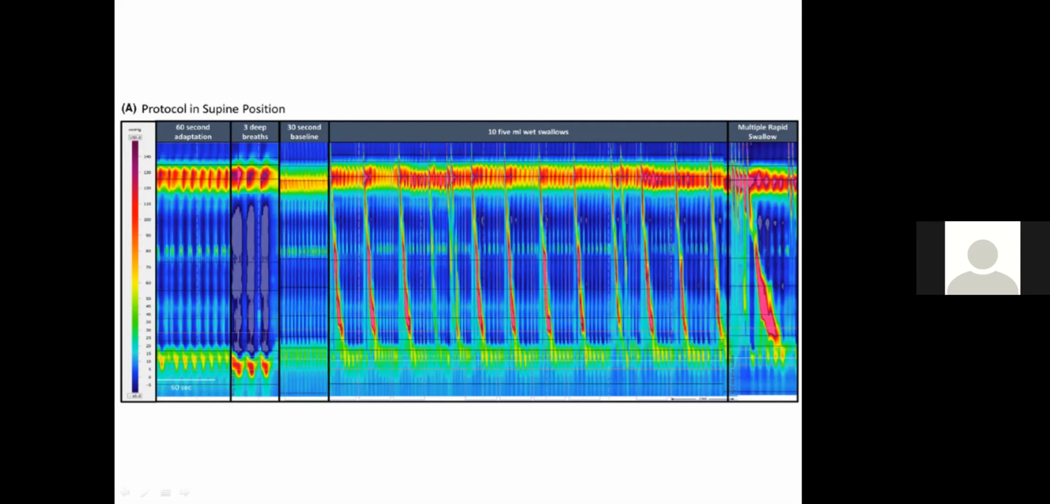For multiple rapid swallow, usually if the first test is normal, then you don't need to do it 3 times. But for those in which it is done 3 times, you just take the best of 3 to look at the DCI ratio.